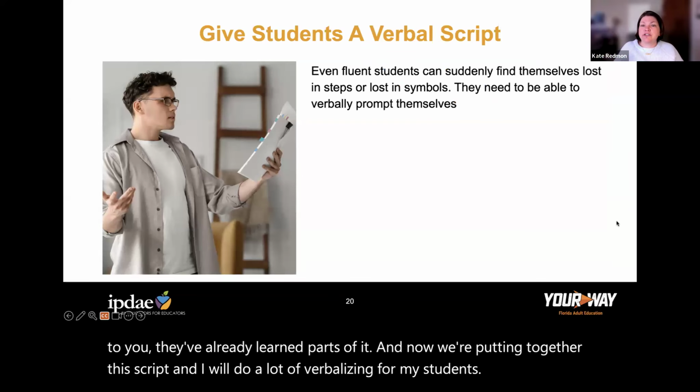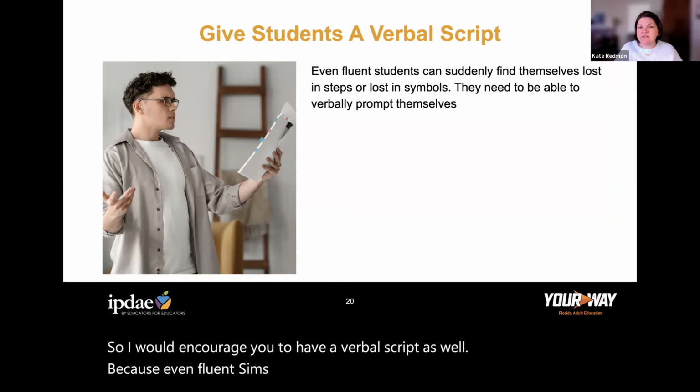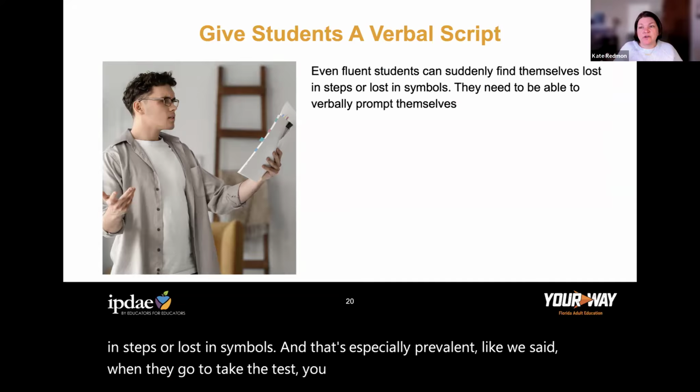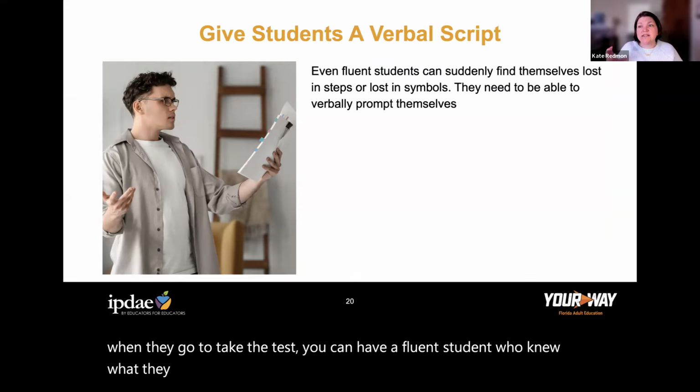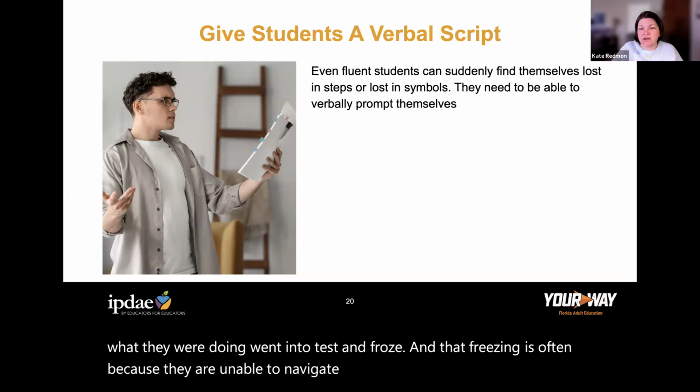So I would encourage you to have a verbal script as well, because even fluent students can suddenly find themselves lost in steps or lost in symbols. And that's especially prevalent, like we said, when they go to take the test. You can have a fluent student who knew what they were doing, went into the test and froze. And that freezing is often because they are unable to navigate through the symbols because their anxiety is so high.